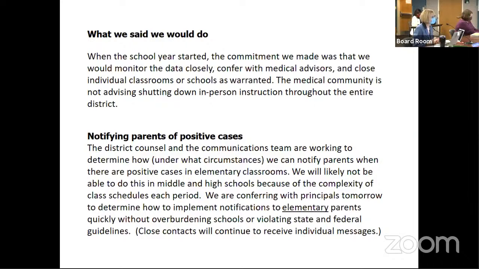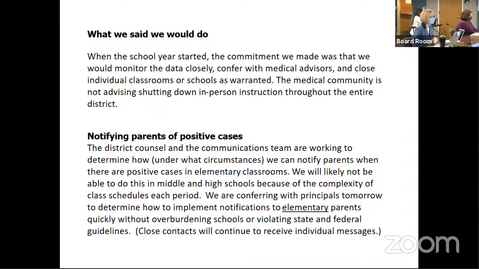So we're going to start at the elementary level. We reached out to the districts that we understood were doing something like this. They actually asked the schools to do this work. And we don't want to put this additional work onto schools. Schools have done an incredible job turning on a dime, responding to everything we've asked them to do. So we're going to talk with all principals, but certainly with elementary principals in the morning, about how we can notify parents without overburdening schools.